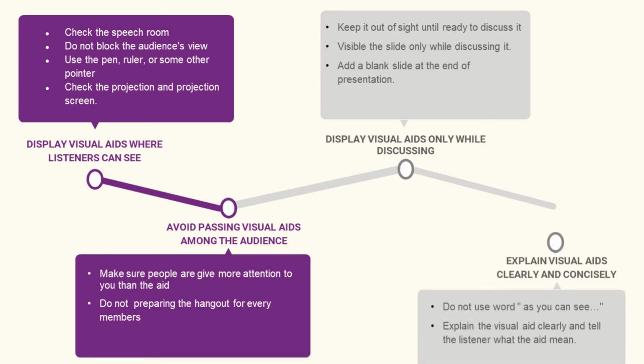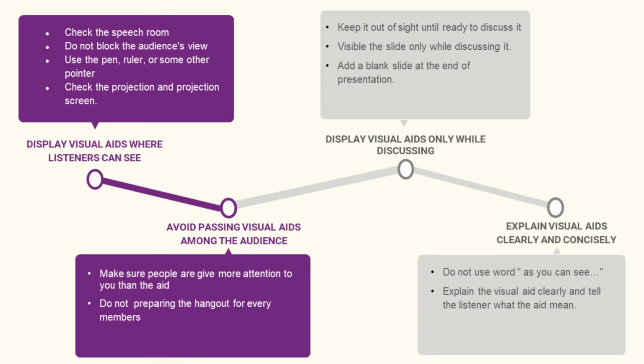The fourth is explain visual aids clearly and concisely. Do not use the words "as you can see." Explain the visual aid clearly and tell the listener what the aid means, because the listener does not know any of the visuals that you are presenting. So, don't use the words "as you can see."